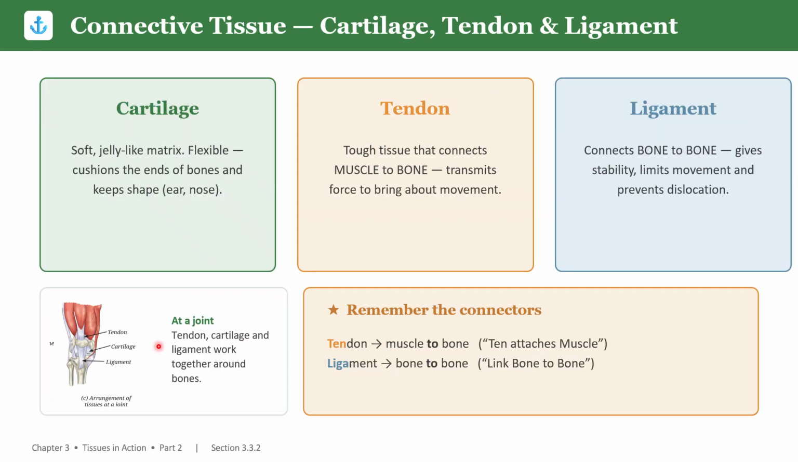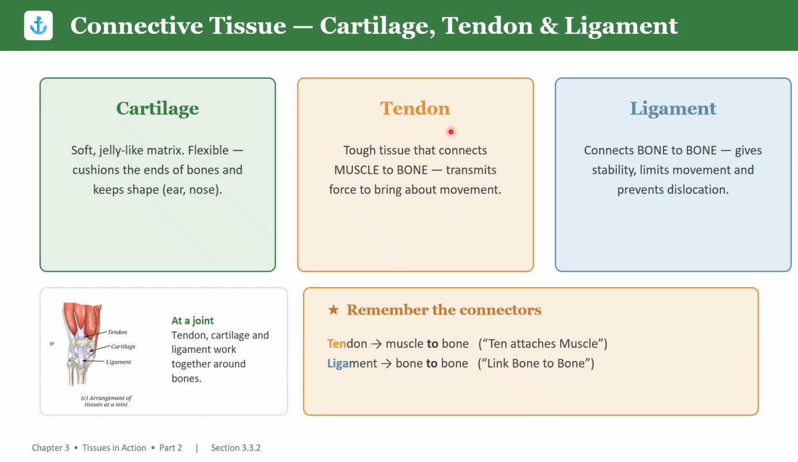Next we are going to see cartilage, tendon and ligament. What is cartilage? Try to bend your ear. It bends but returns to its original shape, right? Why does this happen? Because cartilage is flexible. Where is it found? It is found in the ear, nose, and joints. Its function is flexibility, shock absorption, and smooth movement.